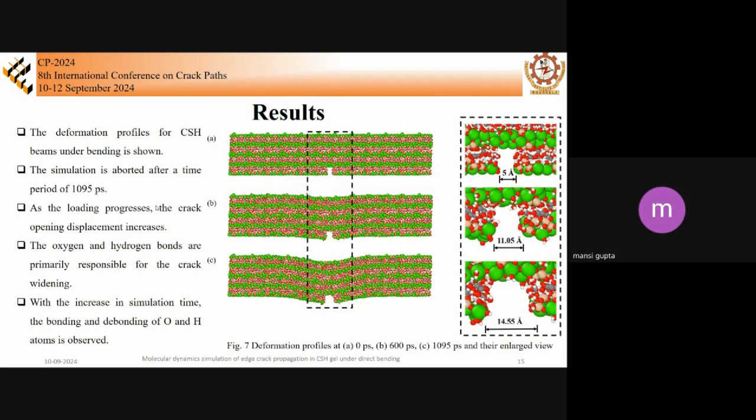Results. The displacement profile for CSH beams under bending is shown. The simulation is aborted after a time period of 1095 picoseconds due to computational restrictions. As the loading progresses, the crack opening displacement increases. The oxygen and hydrogen bonds are primarily responsible for the crack widening. With the increase in simulation time, the bonding and debonding of O and H atoms is observed.